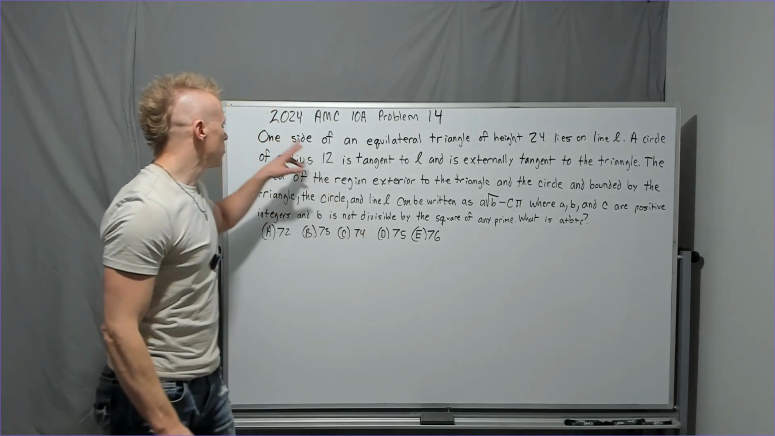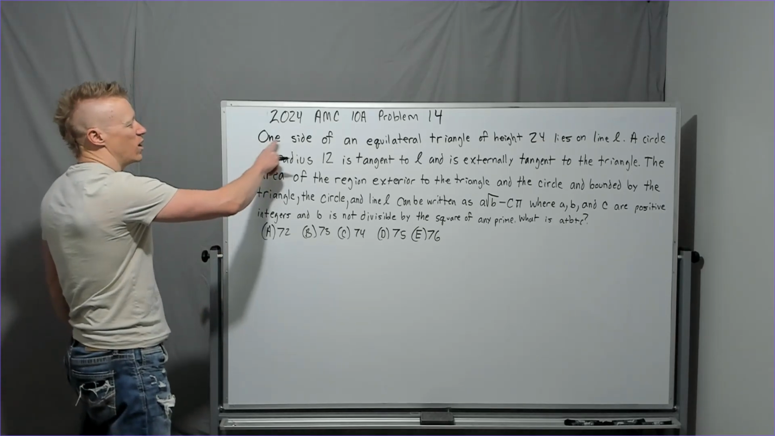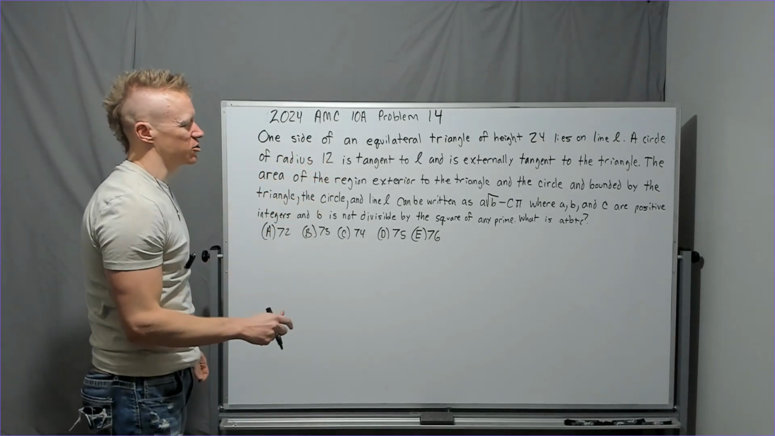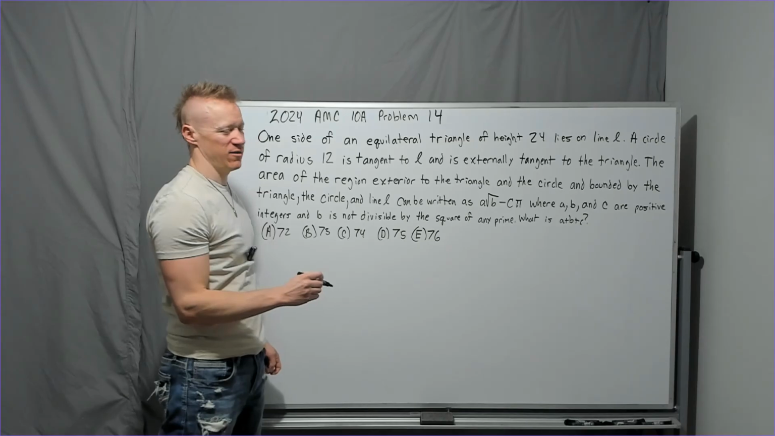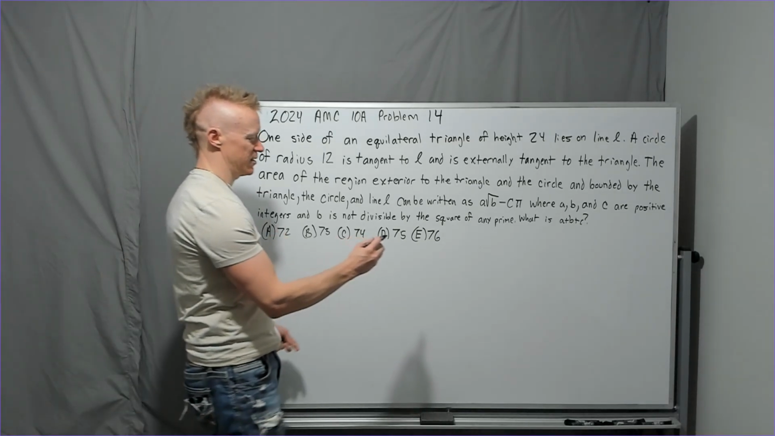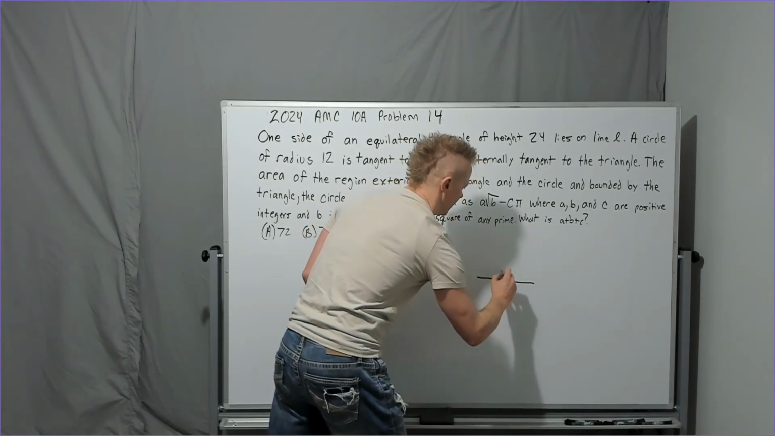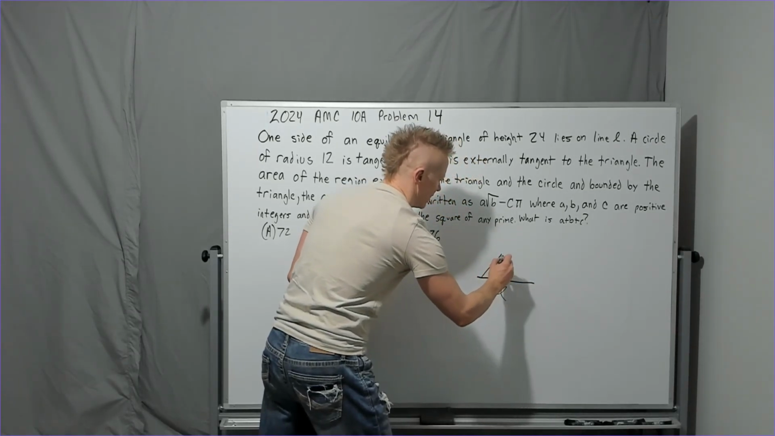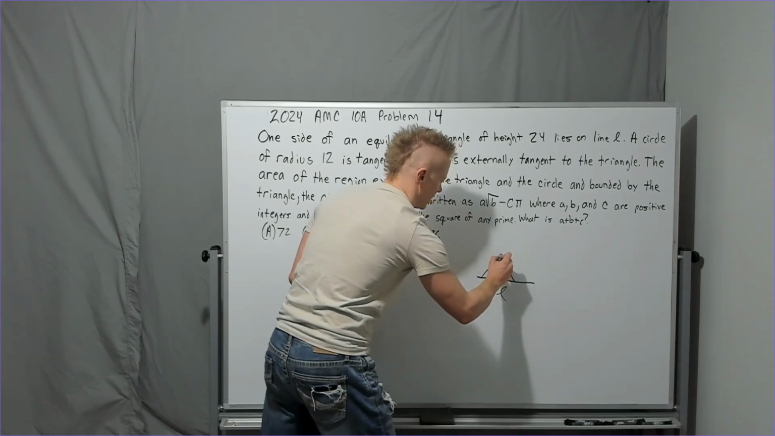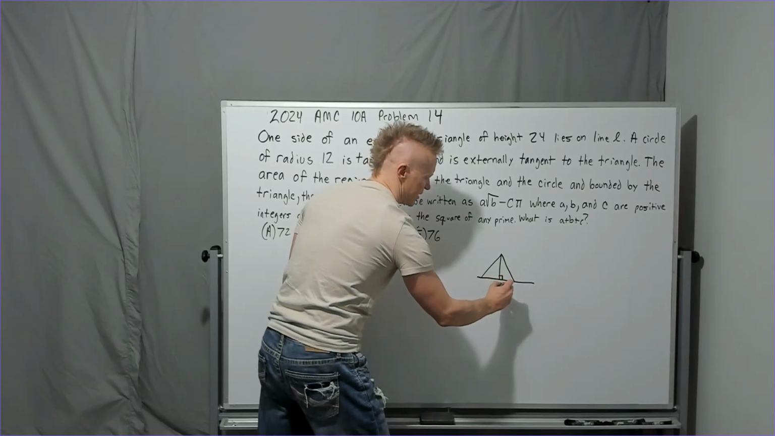On to problem 14. Let's get going with 2024 10A now. Problem 14. One side of an equilateral triangle of height 24, not side, lies on line L. Okay, let's start drawing this. So we're going to have some line, we'll call it L, and there will be an equilateral triangle. Its height is 24, which means that you get 30-60-90s.